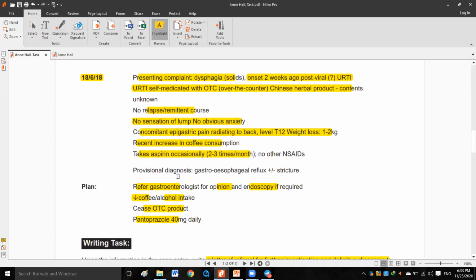Provisional diagnosis: gastroesophageal reflux plus or minus stricture, relevant. And our request is to refer to a gastroenterologist, and we have to advise the patient to decrease coffee consumption and alcohol intake, stop taking over-the-counter products, and prescribe pantoprazole 40 milligrams daily.